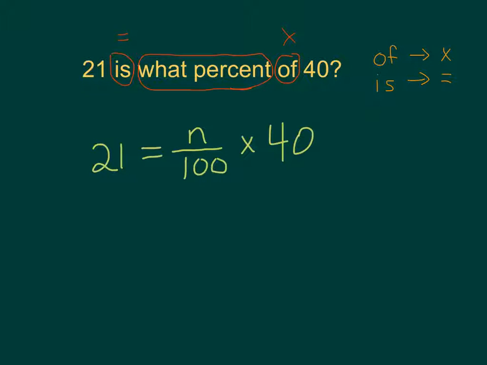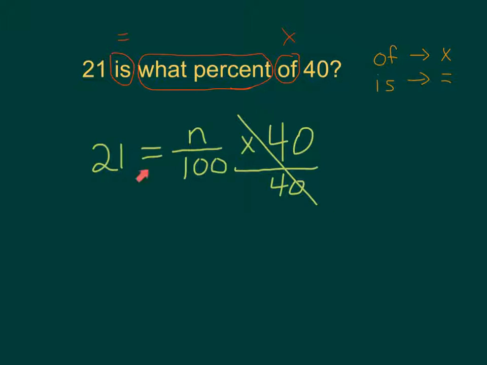So that means we're going to first want to cancel out anything that's not attached to the n. Okay, so here we see a times 40. We want to get rid of this. We want to cancel it out. Remember, to cancel it out, I can do the opposite of this. So this is timesing by 40. So the opposite of timesing is dividing. So I could divide this by 40. Okay, so if I do that, now I've canceled it out.